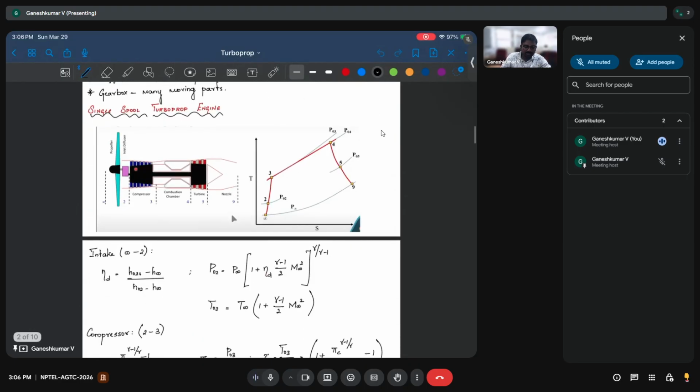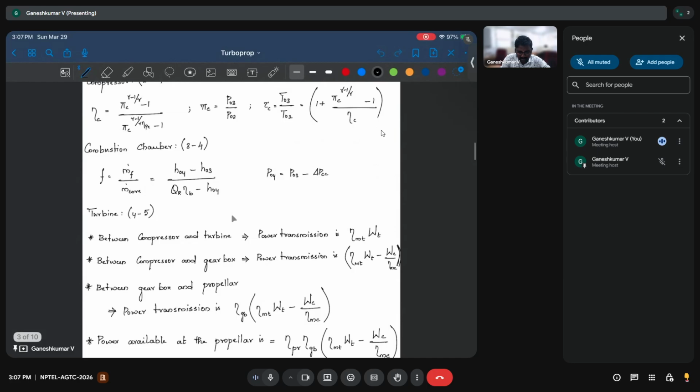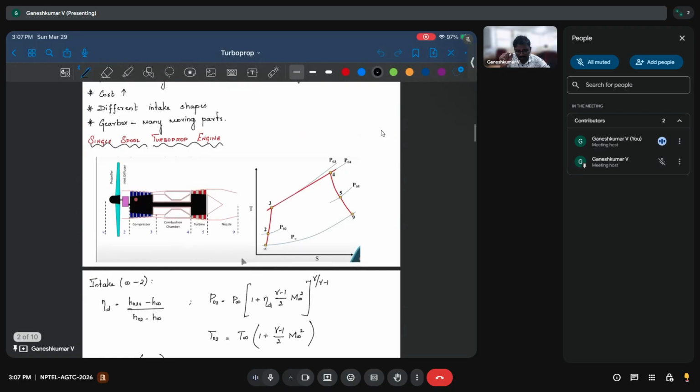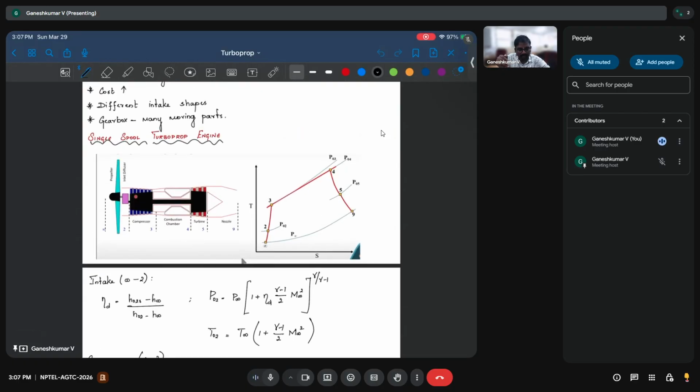So for the turboprop engine, the calculations remain the same until the combustion chamber. In the turbine, you have to change things slightly, because now the work is done to drive both compressor and propeller. For example, in this single spool turboprop engine, the work extracted at the turbine has to drive both compressor and propeller. Now, what is the amount of power that is available to the propeller?